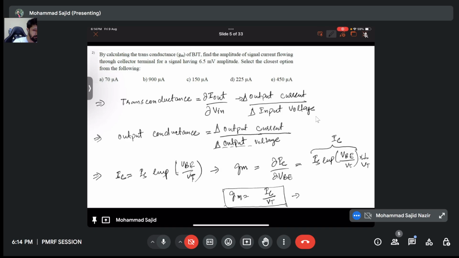So the question is, now find the amplitude of the signal current flowing through the collector terminal for a signal having 6.5 millivolt. So we need to calculate. We calculated.